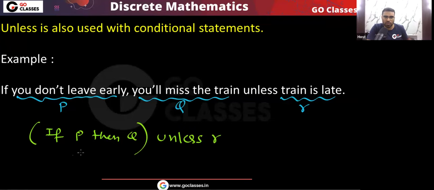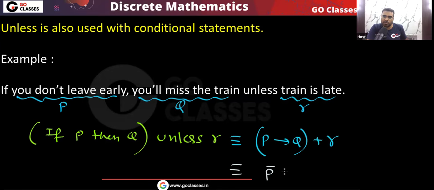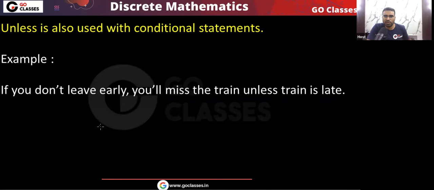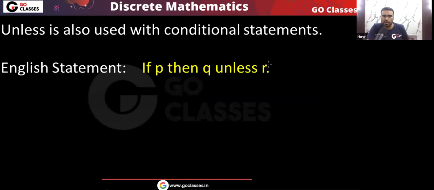Yes or no? Now that is the same as P implies Q. Unless R, that means or R. I told you unless means or. Unless is the same as or. So it will become P bar or Q or R. That's it. Is this understood? Let me know. Please tell me. Did you understand? Okay, so remember this statement.